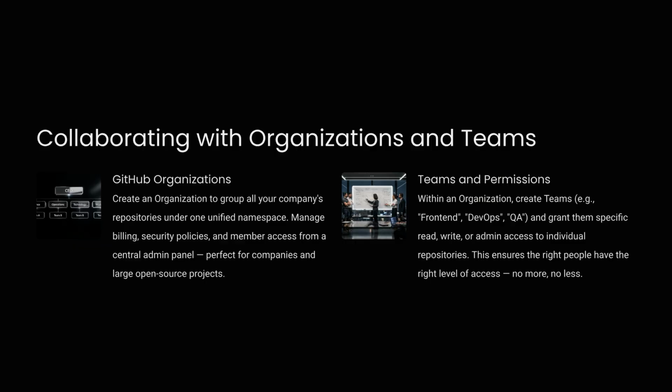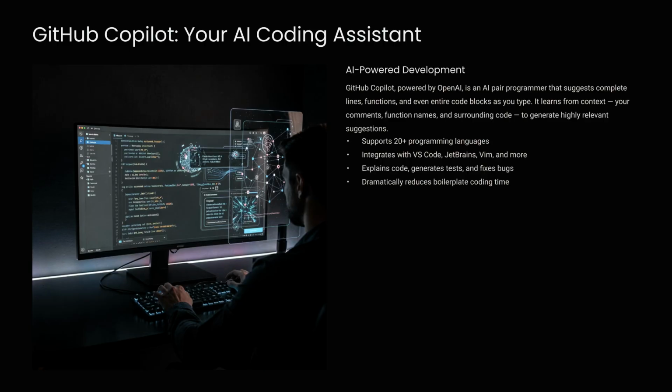For larger teams, GitHub organizations provide a unified namespace for repositories, managing billing and security centrally. Within organizations, you can create teams to grant specific permissions to repositories, ensuring the right access control. GitHub Copilot is your AI coding assistant, powered by OpenAI. It suggests complete lines, functions, and code blocks as you type, learns from context, and dramatically reduces boilerplate coding time.